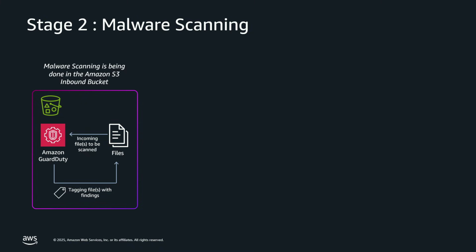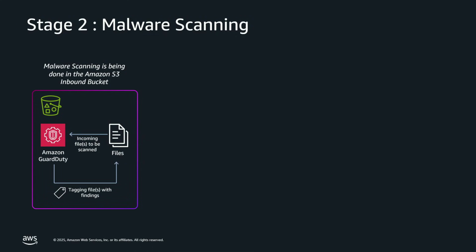So if you're using GuardDuty for malware scanning, the way GuardDuty works is that it scans every object that lands in a protected S3 bucket. And the way it does it is that it adds an object tag based on the scan results. So if it's a clean object, it'll add a no threats found tag. If it's a malicious object, it'll add a threats found tag.